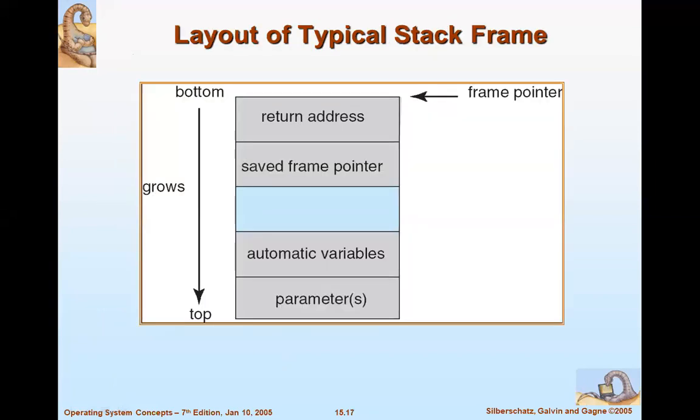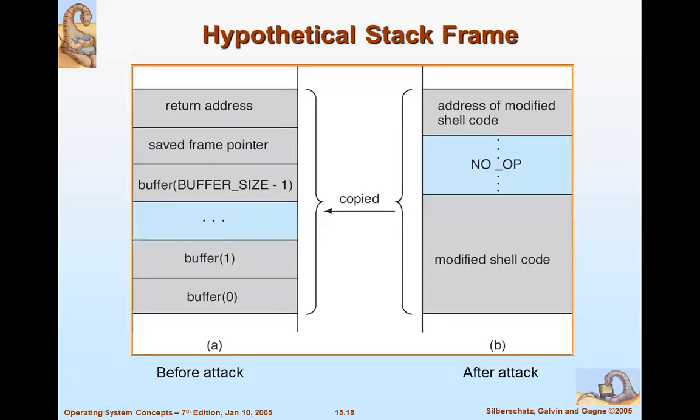So here you can see a typical stack layout. Over here, it goes from bottom to top, and the addresses actually grow in this direction. Here is the return address and the saved frame pointer. This is the free space where you can bring any program. These are different variables and parameters used for different purposes.